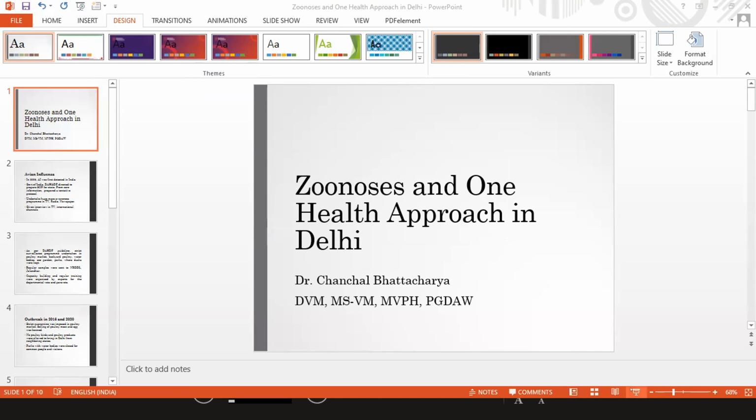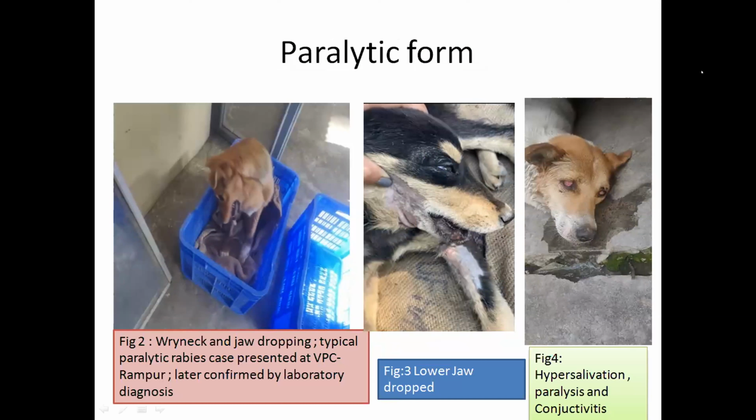Furious form, everybody knows that the dog gets furious, with uncontrolled movements, hypersalivation, angry, biting tendency. But in the paralytic form, these paralytic rabies dogs were reported to me. These are original photographs. In the first figure 2, you can see wry neck. Neck is twisted towards one side, and jaw dropping is there in 2 dogs. You can see jaw dropping paralysis, and these are typical paralytic rabies cases.